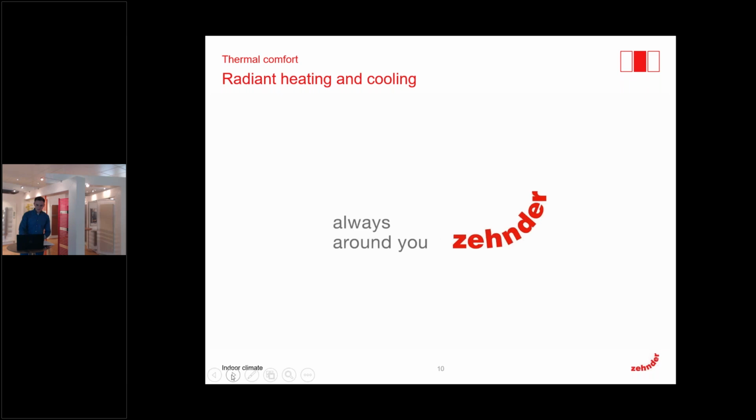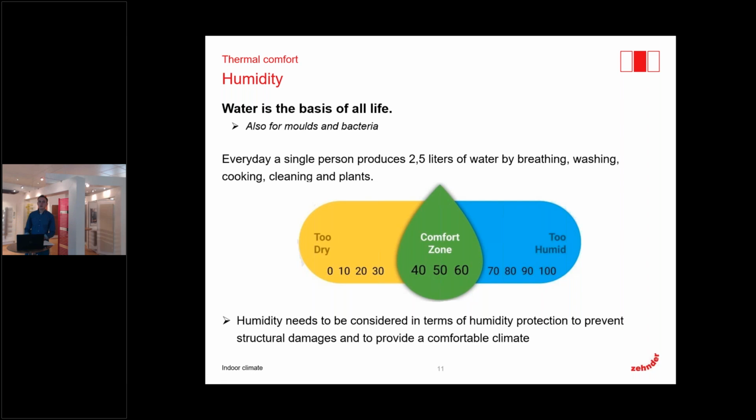When we talk about thermal comfort, we also need to consider humidity. As you know, water is the basis of our life, so to speak, for molds and bacteria as well. Where does the humidity come from? There are different sources, like people: when we are breathing, we breathe out humidity. And if we are cleaning, cooking, or washing in the flat, we produce humidity, as well as plants produce humidity inside the building. Every day, a single person produces 2.5 liters of water.